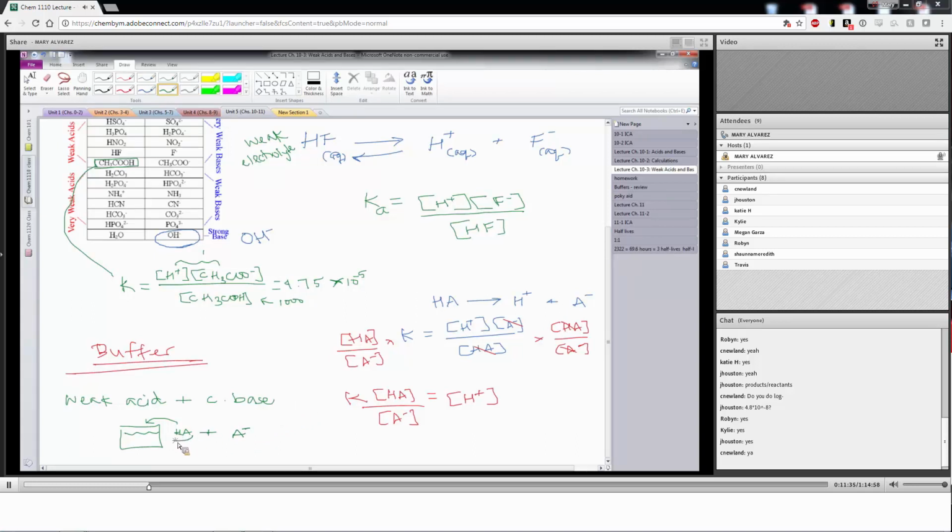The buffer system has both of these, and because this is an equilibrium, I should show it as an equilibrium equation. Adding HA is going to push some of that HA in this direction and have a little bit of dissociation. Then adding A minus is going to pick up some of that extra H plus and move it a little bit in this direction. What we get is a system at a nice equilibrium that has both HA and A minus to work with. As a result, this system becomes very resistant to pH changes.